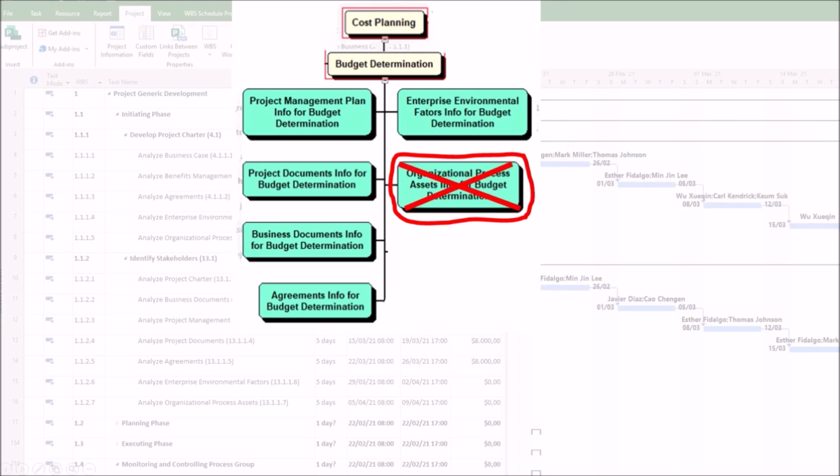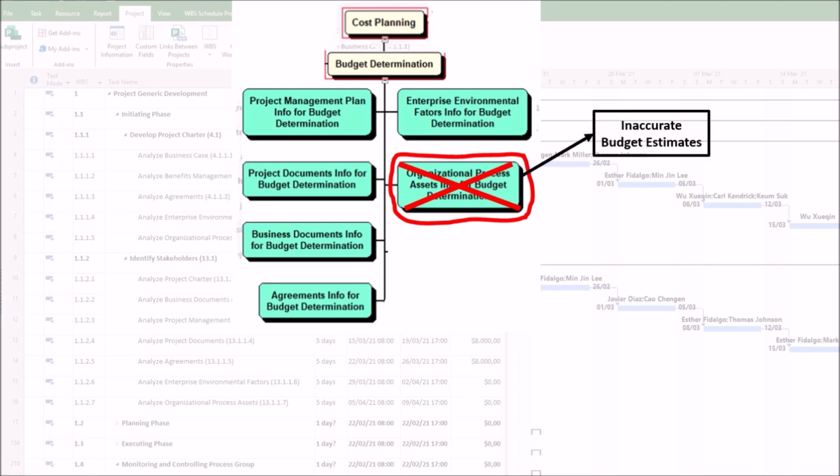How can a poor organizational process assets analysis harm the determine budget process? A poor analysis of organizational process assets can significantly harm the determine budget process in multiple ways, leading to inefficiencies, inaccuracies, and project risks. Here's how a poor analysis of organizational process assets can cause harm.